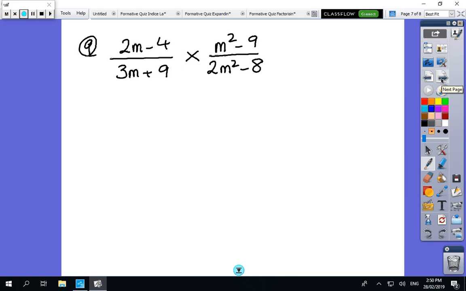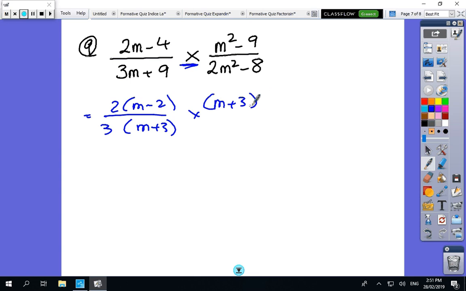Okay, so now we've got to multiply, and then our last one will be divide. So when we multiply, once we factorise, then we can cancel from top to bottom. Okay, so have a go when you're ready and come back. Okay, so we've got 2m minus 2 over 3m plus 3 times difference of 2 squares, m plus 3, m minus 3, and take 2 out.